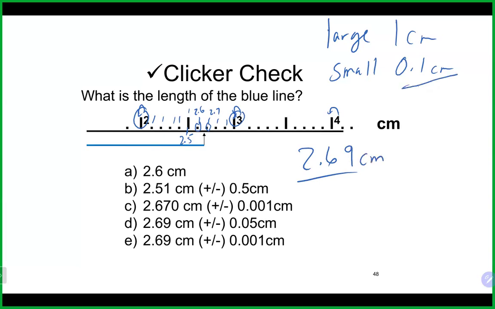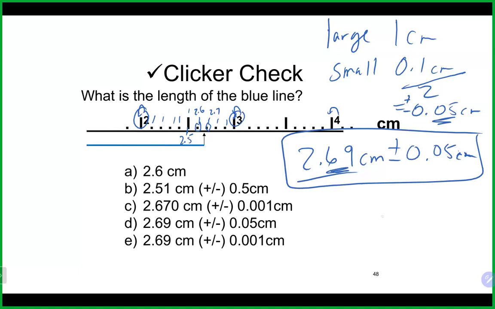Again, if we take our smallest marking divided by 2, that's 0.05 centimeters plus or minus. That also tells us we should go to 2 decimal places, which we did. So plus or minus 0.05 centimeters. So that is going to be, looks like D in this case. Any questions on that one there? And again, as you can see, smallest marking was the first decimal place. We could go one more place to the right of our smallest marking typically.